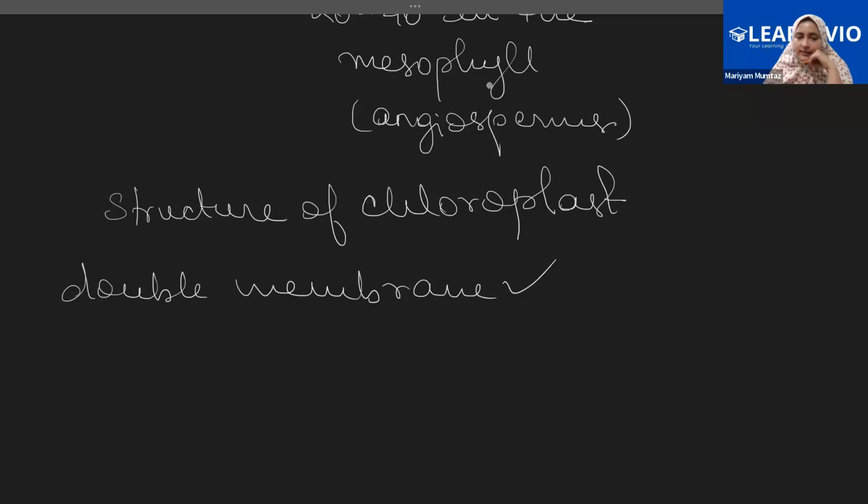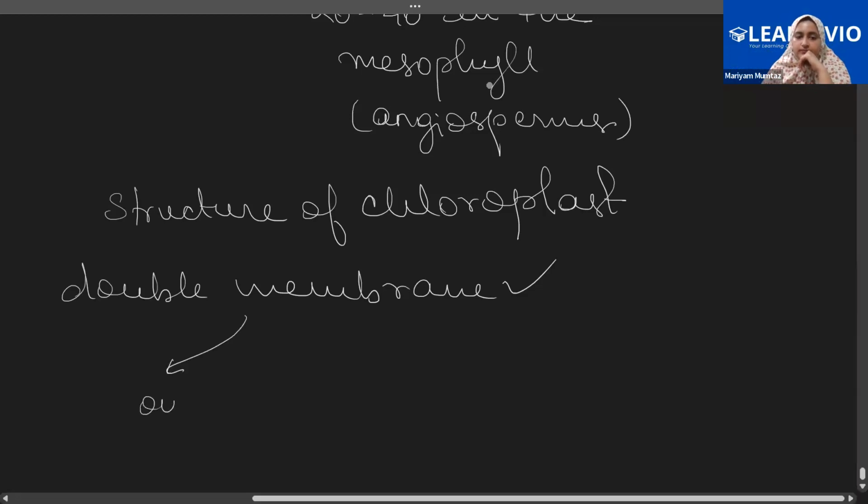Okay, so it is a double membrane structure, meaning outer and inner membrane is present. Okay, now moving forward.